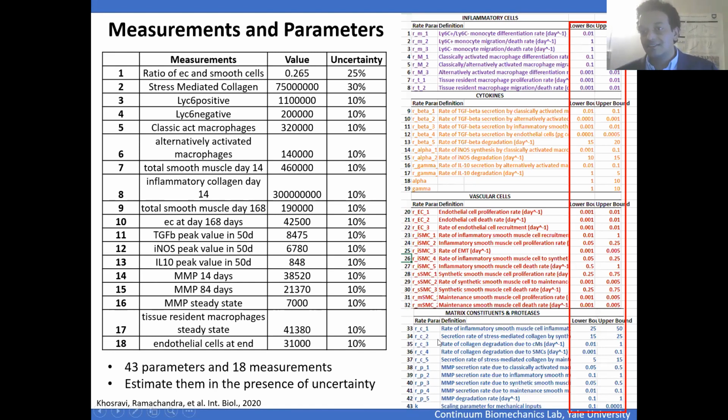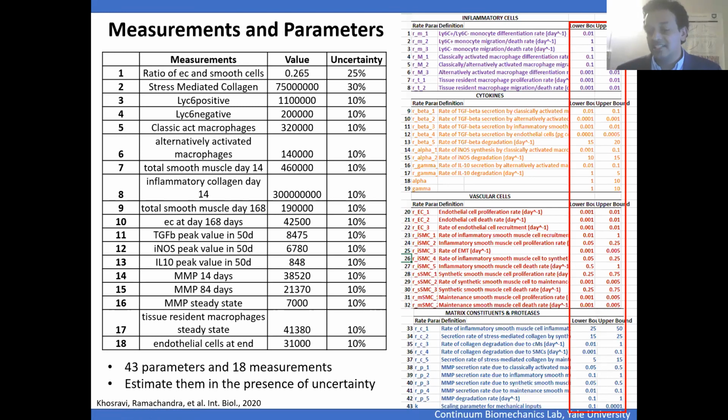Ideally, this is not how you want to do a parameter estimation, right? Because you want at least one measurement for every parameter. So in some ways, this is a data poor system. And on top of it, these are biological measurements. So there is uncertainty associated with it. There's always an error bar. They're very variable, and you need to account for it when you're modeling these.